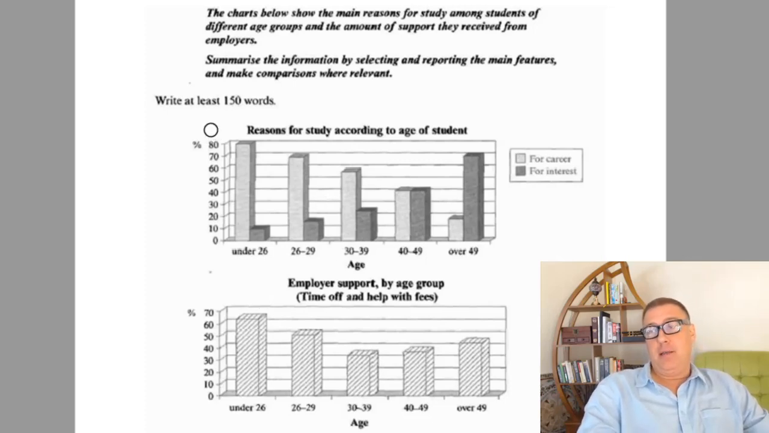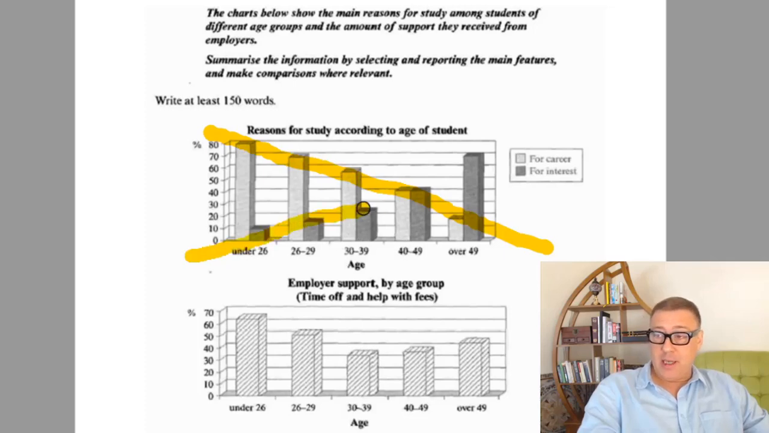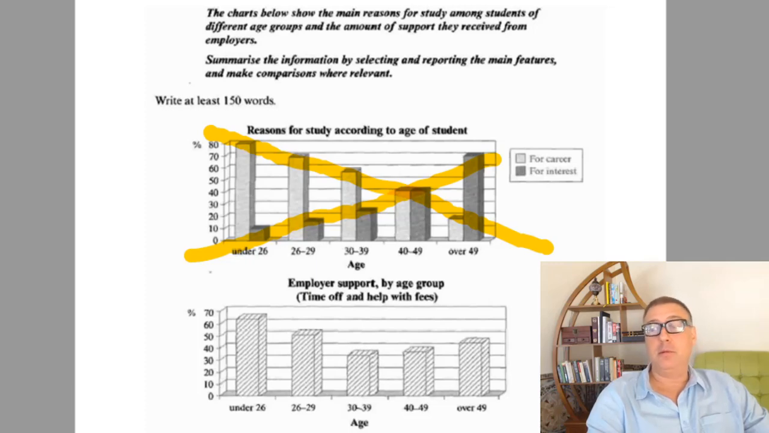If you think about your line graph questions, where the data is continuous and constant like this, you don't report every category or every time listed on this axis. You would probably give the first one and the last one. So you could say the reasons for studying were highest for career among the young, with around 80% for those under 26, dropping to less than 20% for those over 49.